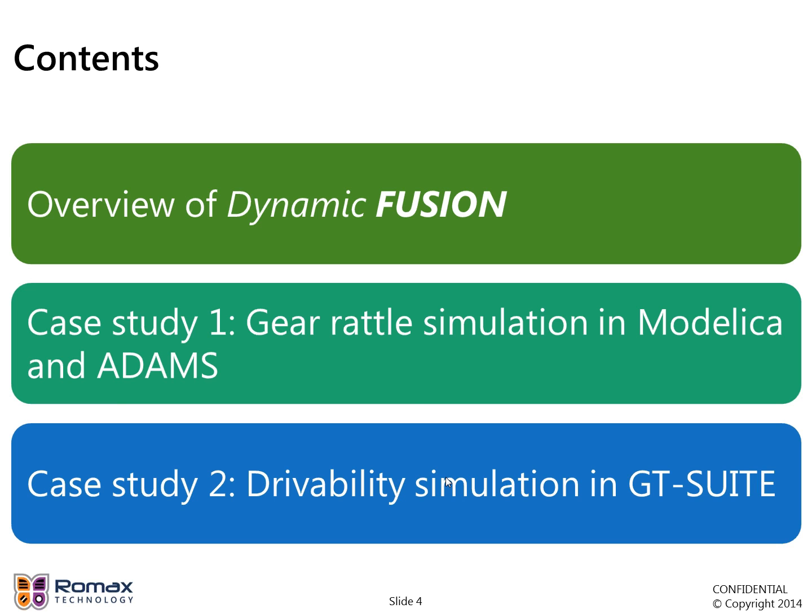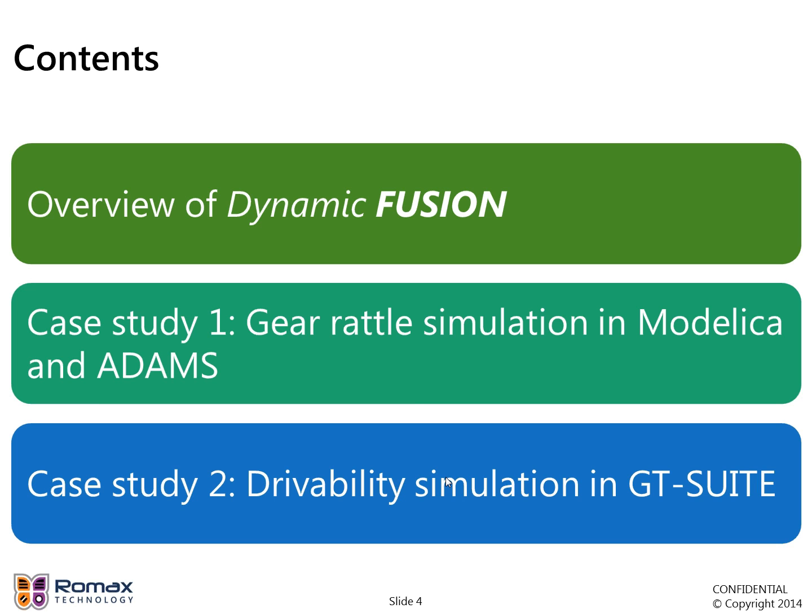After that, we'll go into the case studies, and I've got two case studies here today. One is looking at how we can use this to look at gear rattle simulation using tools outside of Romax, and we'll be looking at examples using the Modelica translator in Dynamic Fusion and also the Adams translator in Dynamic Fusion. Case study number two is very interesting.